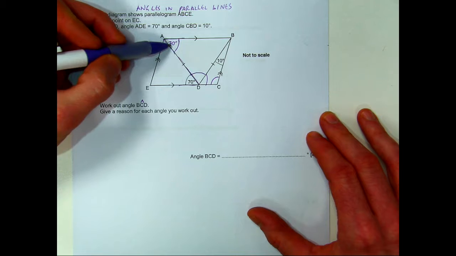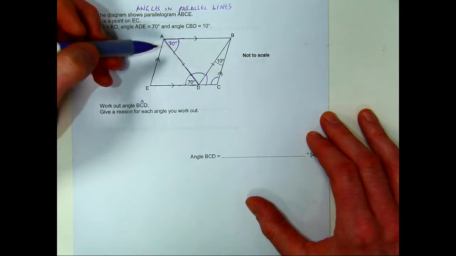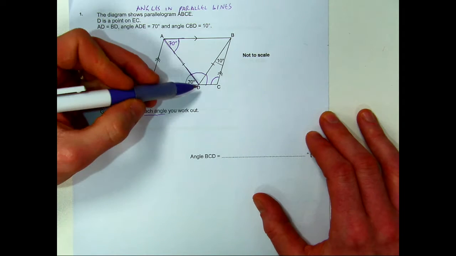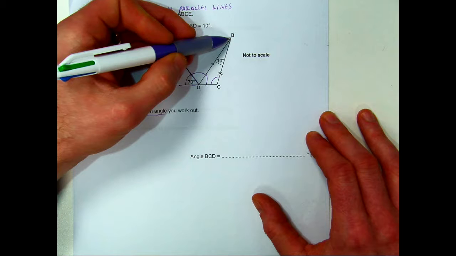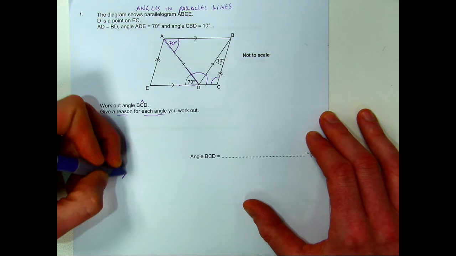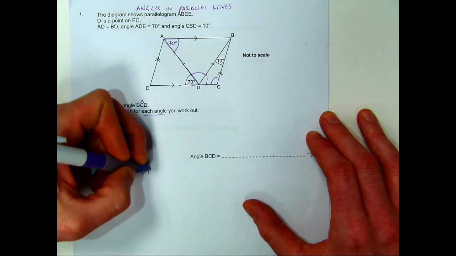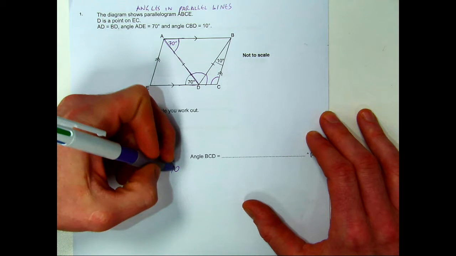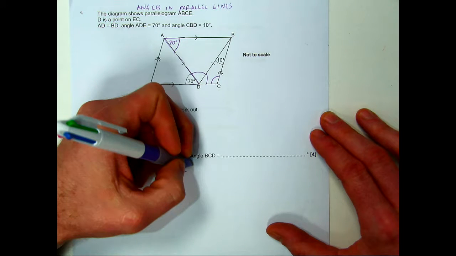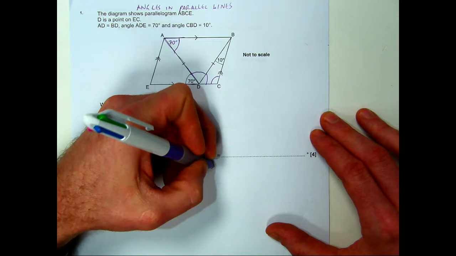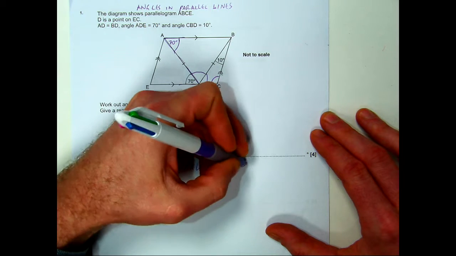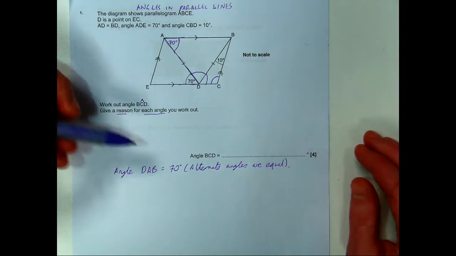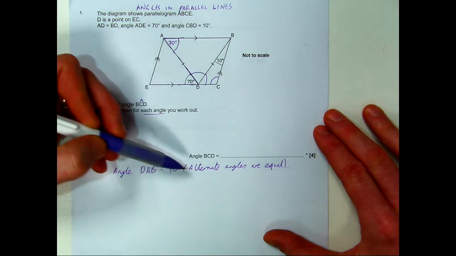Okay, so that's going to be my first stage of working. How do I write that? Well, as it says, reason for each angle you work out. So first of all, let's use the letters to describe it. It will be angle DAB, because it goes DA to B, equals 70 degrees. And what is my reason? Alternate angles are equal. I picked up a mark for my angle and a mark for my reason.